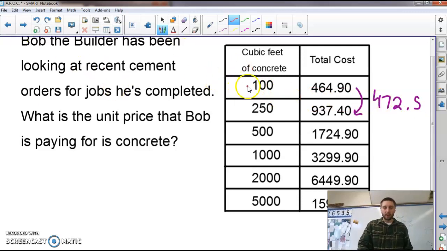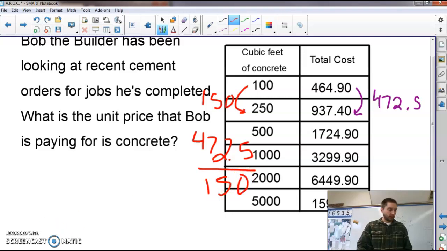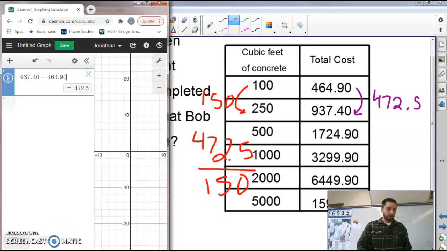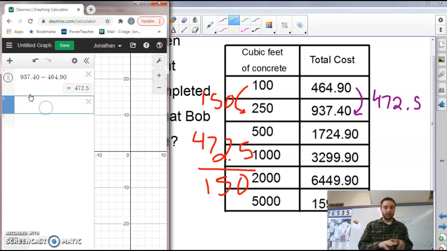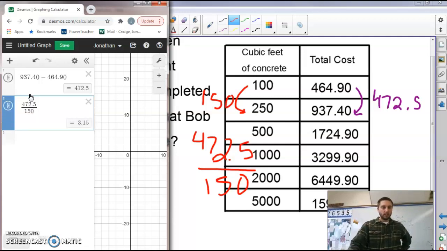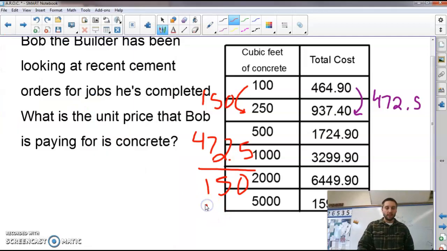The change in x, I could use my calculator if I wanted to, but I can see this one pretty well. This is plus 150. So my average rate of change is going to be 472.5 divided by 150. So I'm going to go ahead and use Desmos again and type that in. So 472.5 divided by 150. So 3.15 is what it tells me. 3.15.